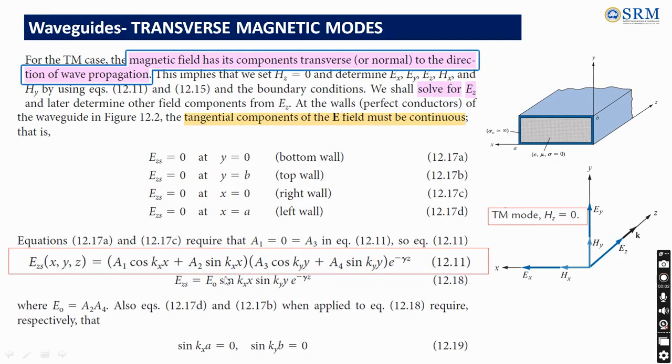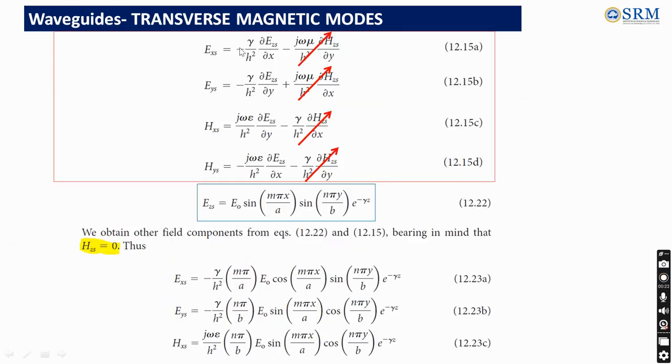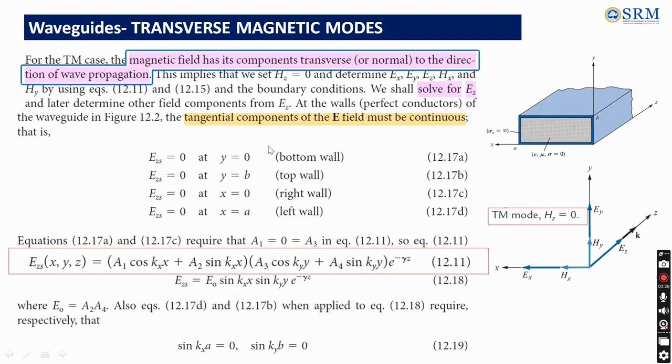As I already mentioned, we are going to find the components of electric and magnetic field along the X and Y directions by using equation 12.11, that is Ez, along the wave direction, which we have already found. Similarly, we have found in the 12.15 set of equations Ex, Ey, Hx, Hy. Along with these two sets and the boundary conditions, we are going to first determine the Ez component.